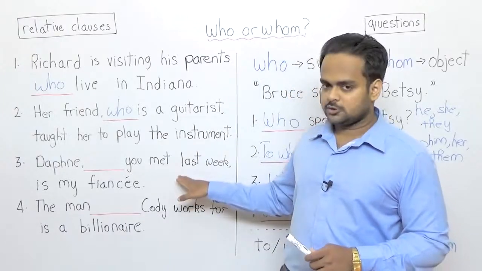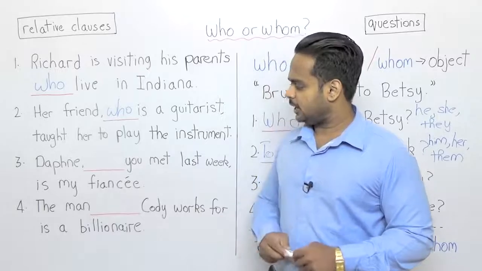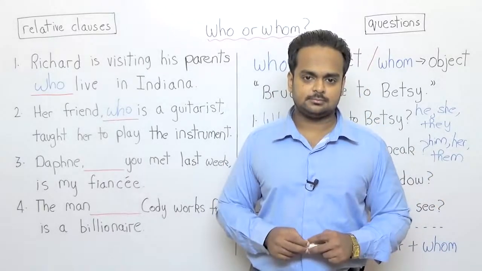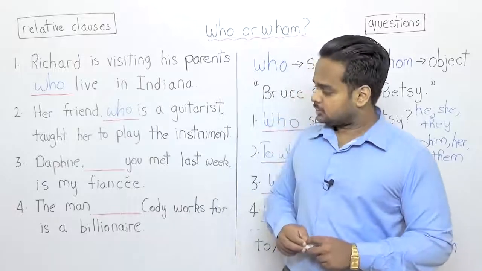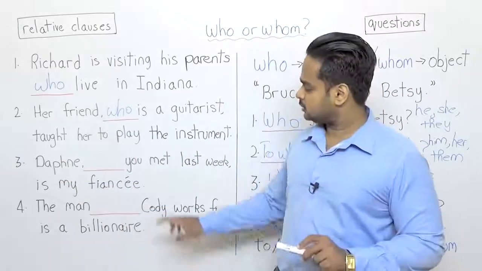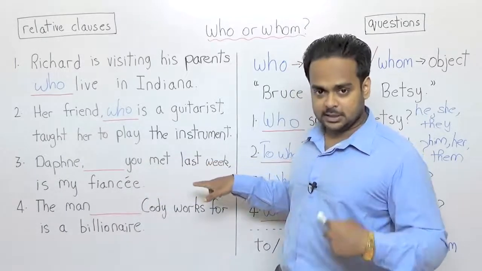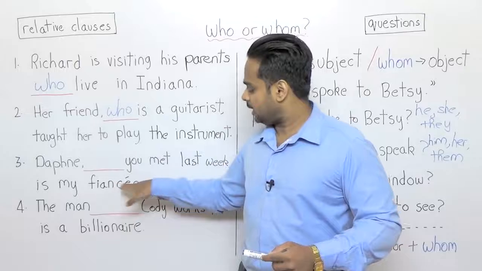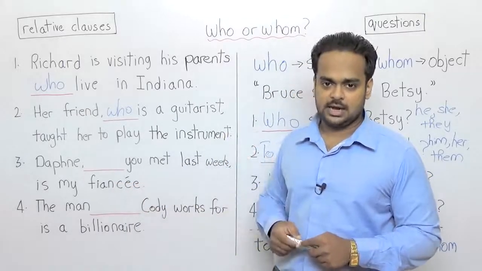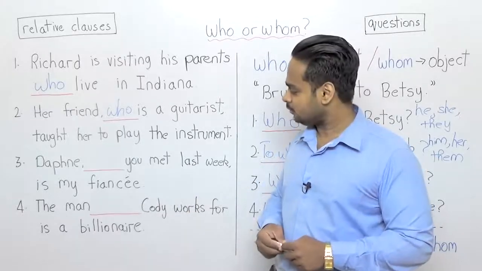This next one is a little tricky. Daphne, ___ you met last week, is my fiancée. Can you split this into the 2 smaller clauses? Well, the first clause actually does not start with Daphne. The first clause starts here. You met Daphne last week. And the second clause is Daphne is my fiancée. Fiancée means I'm going to marry Daphne. Not really, it's just for the purpose of this sentence, of course.